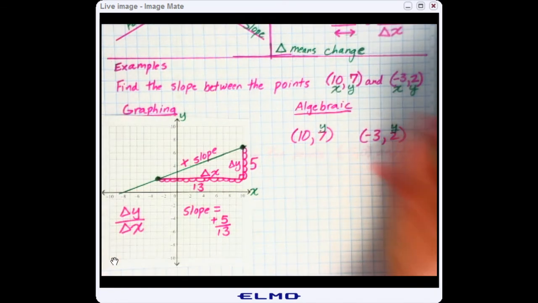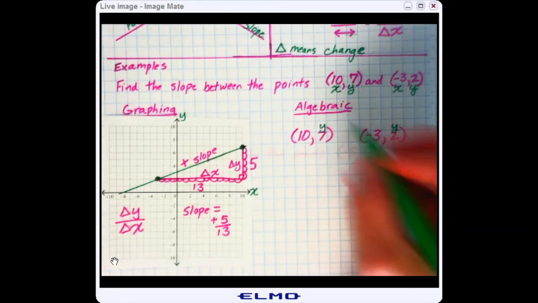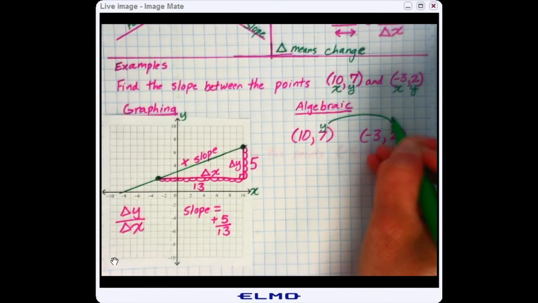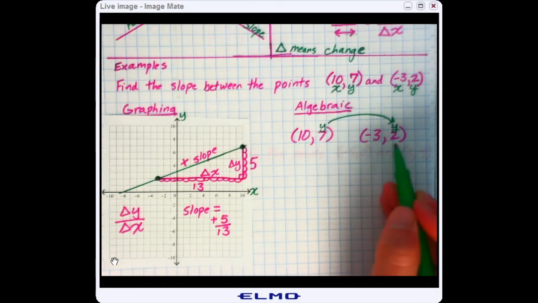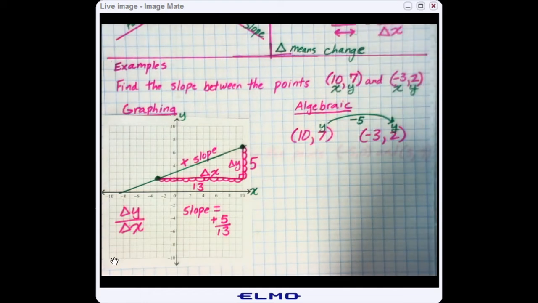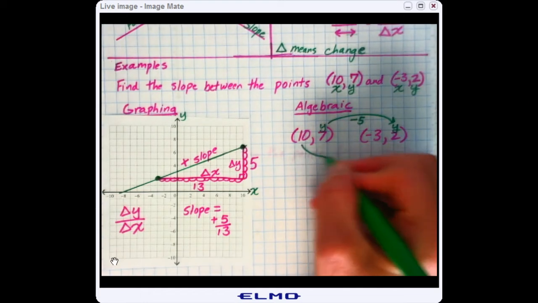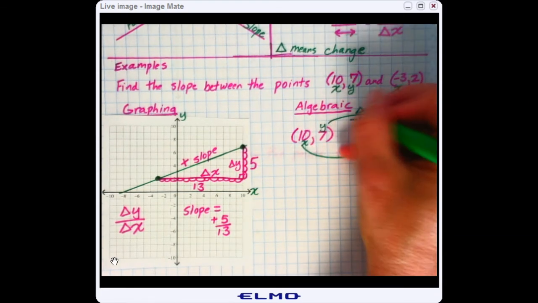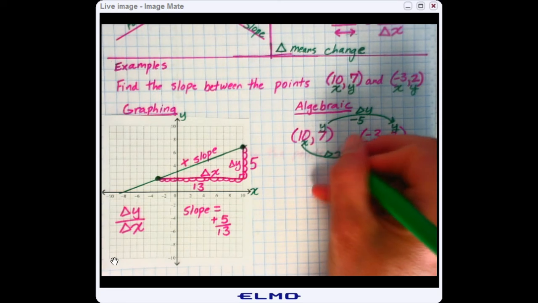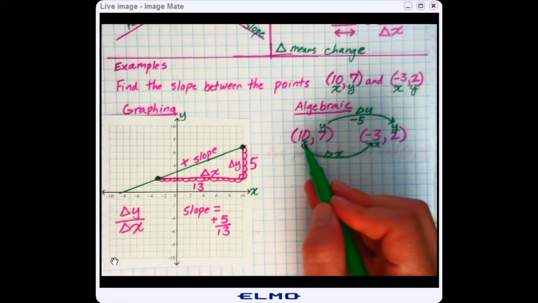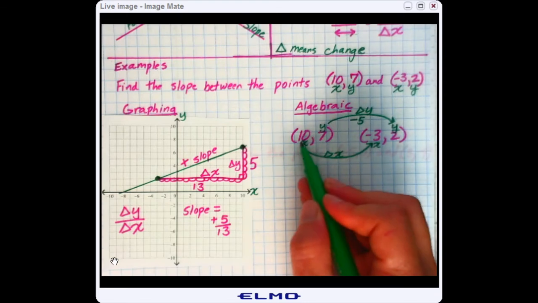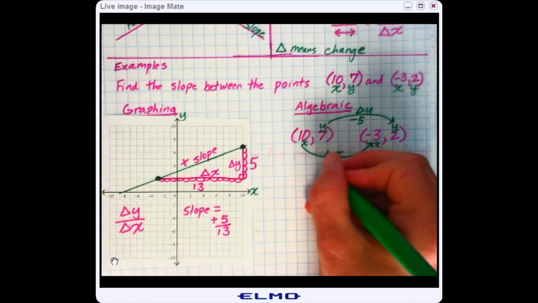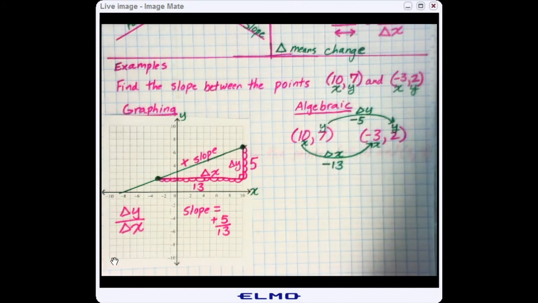Well, here are my y values. So when I talk about the change in y values, I literally mean how do I change to get from a 7 to a 2? Well, to get from a 7 to a 2, I went down 5. And then here to get from a 10 to a 3, because these are my x values. So when I talk about my change in x, I'm talking about how do my x values change from one to the next. So if I'm going from 10 to a negative 3, I will have gone down 13.